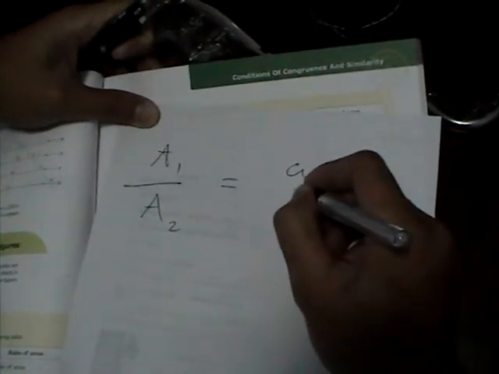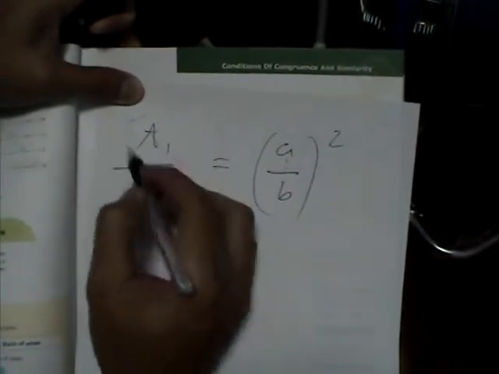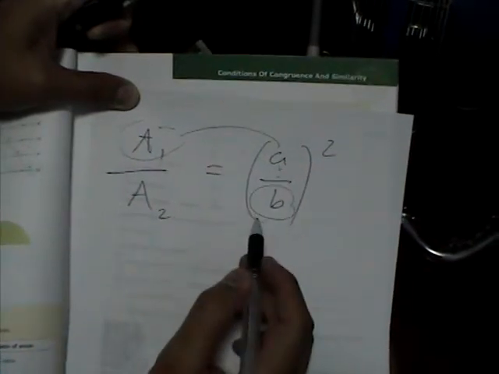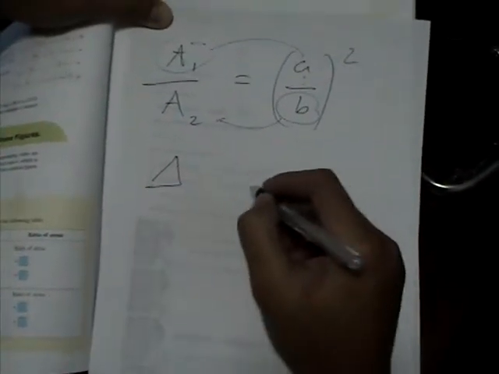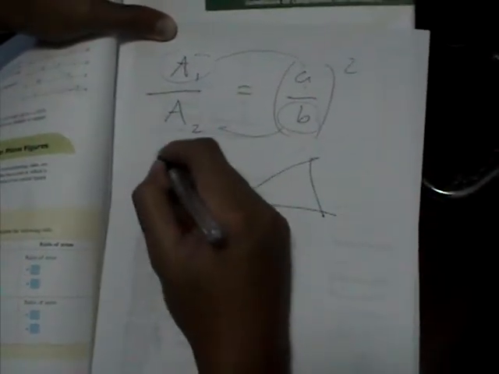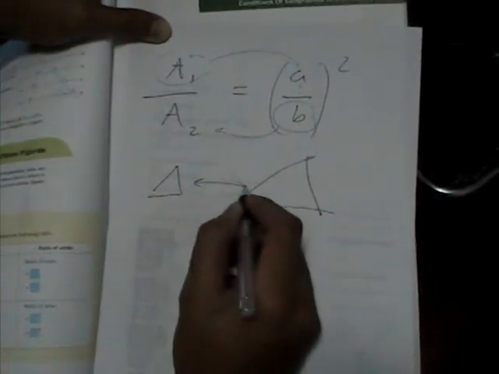Okay, let me show you. So you have area 1 over area 2 equals the corresponding side A over B squared. Okay, where A is one side of this figure and B is the corresponding side of this figure. For example, these are two similar triangles.